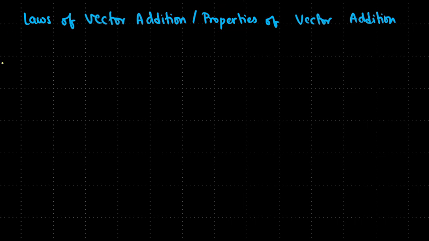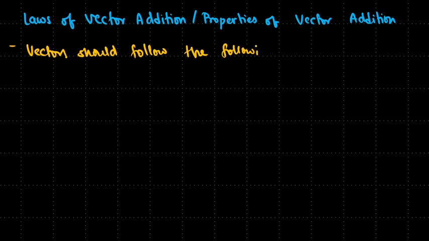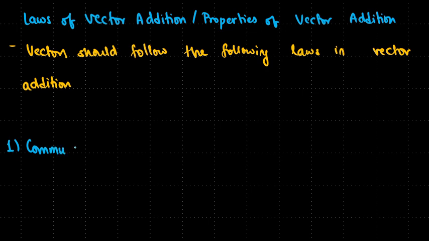So first of all, let's write: vectors should follow the following laws in vector addition. So they should follow these laws in vector addition. The first one we are going to talk about is commutative law.